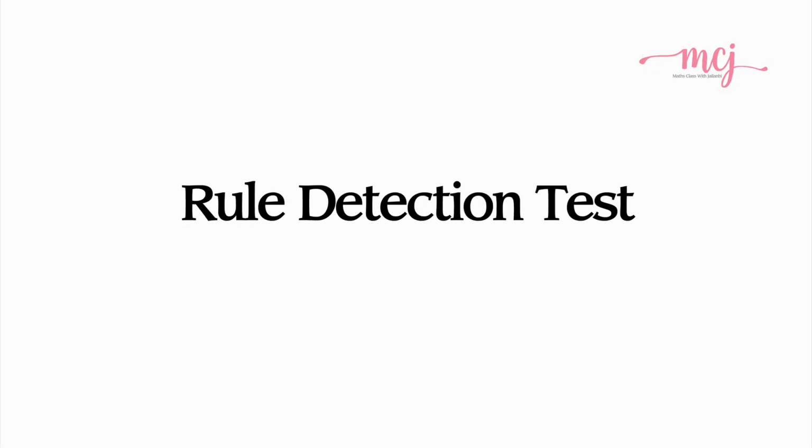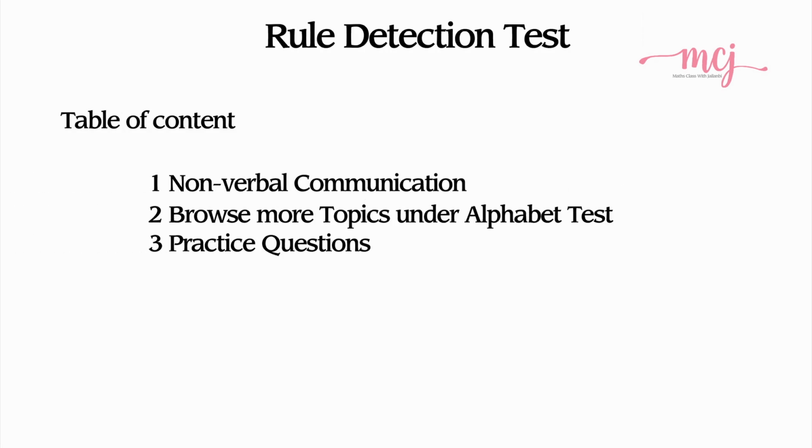The next alphabet test is rule detection test. Reasoning is a very important section in competitive exams. There is no such thing as enough practice when it comes to this section. Time and time again, this section has surprised people with the variety of questions it asks. Rule detection test. This topic is a part of non-verbal communication in the reasoning section.